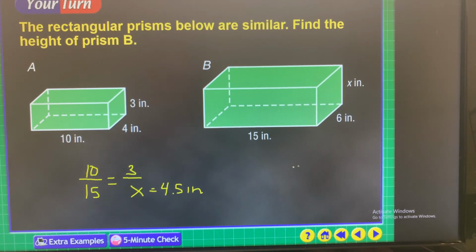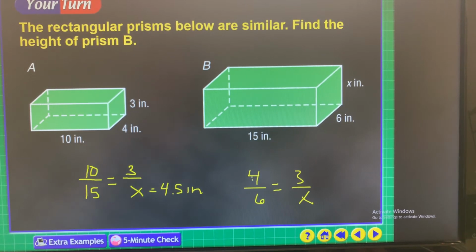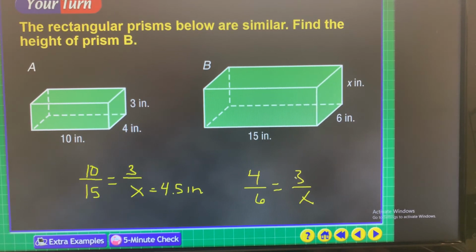You could have done width to width equals height to height too. You would have gotten the same type of process. 18 divided by 4, 4.5 inches.